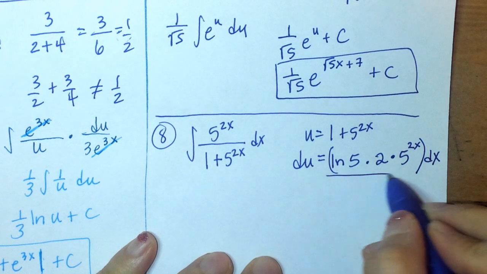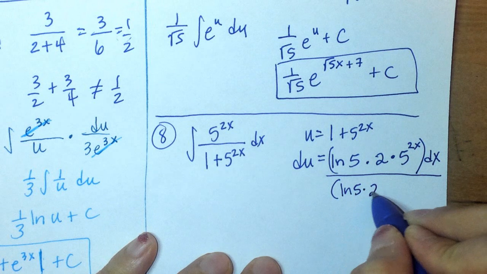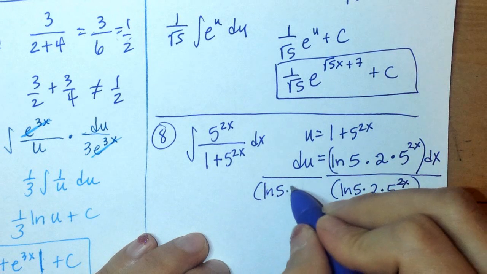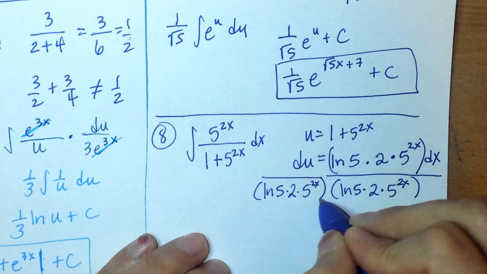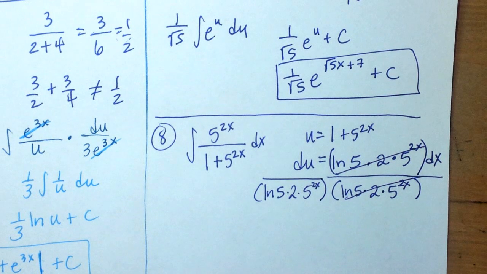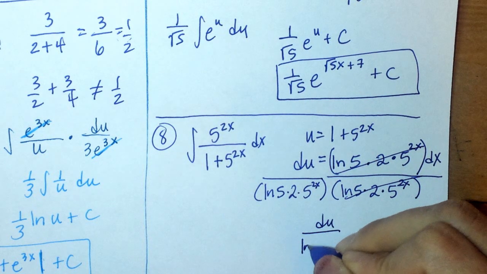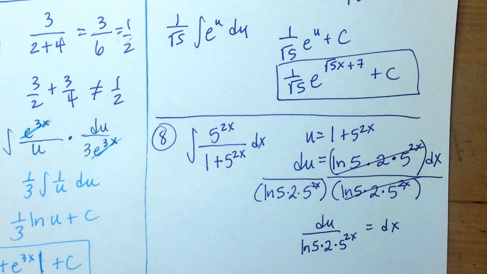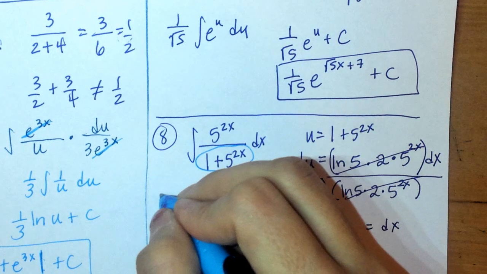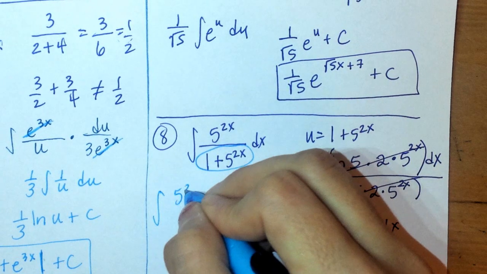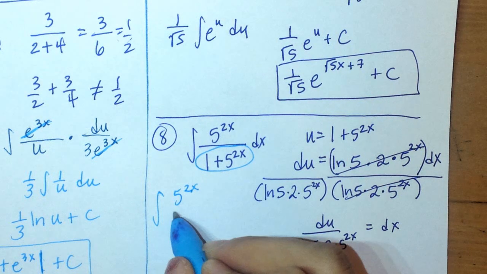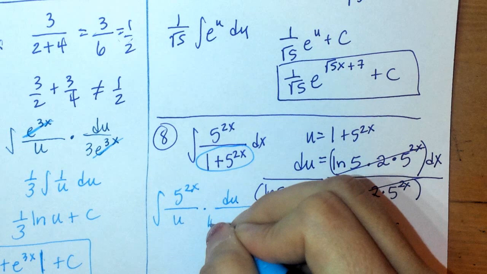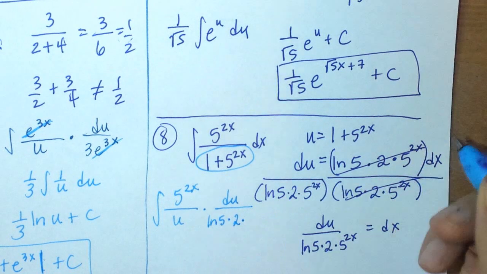So if I want to get dx by itself, I'm going to divide by ln of 5 times 2 times 5 to the 2x, right? What I do to one side, you do to the other. This whole guy cancels. So du over ln of 5 times 2 times 5 to the 2x equals dx. So I'm going to substitute that. This was my u. I set this guy to be my u. So that means the 5 to the 2x is chillin'. This is my u, and then my dx is du over ln of 5 times 2 times 5 to the 2x.